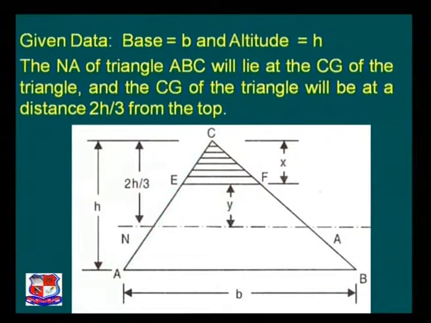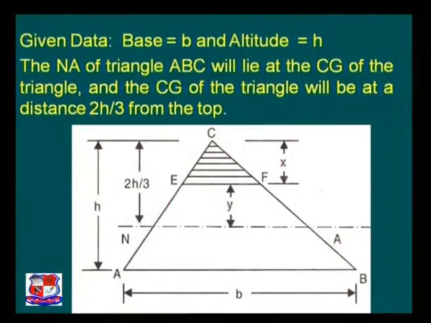Base B, altitude h. The neutral axis of the triangle ABC will lie at the CG of the triangle, and the CG of the triangle will be at a distance of 2h by 3 from the top or h by 3 from the bottom. So in case of a triangular section we need not calculate the CG, we know the formula. So 2h by 3 from the top is the distance.